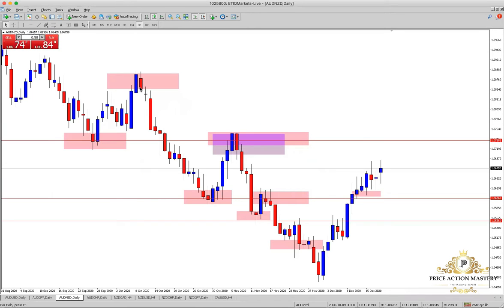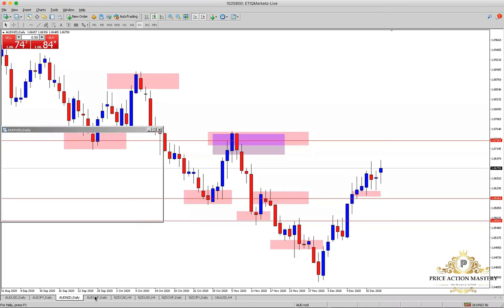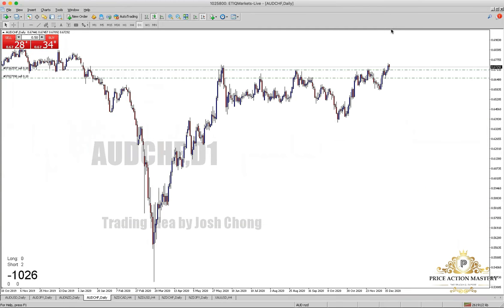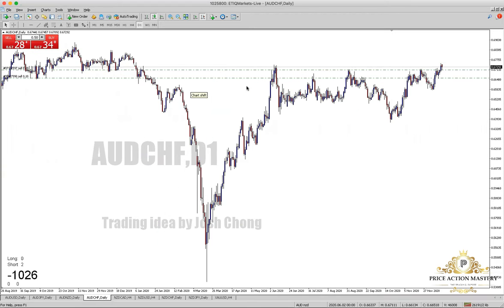Okay, day one. Very clear uptrend. So what we need to do is we retrace and look for upside exposure. And then another one will be Aussie Swiss franc.